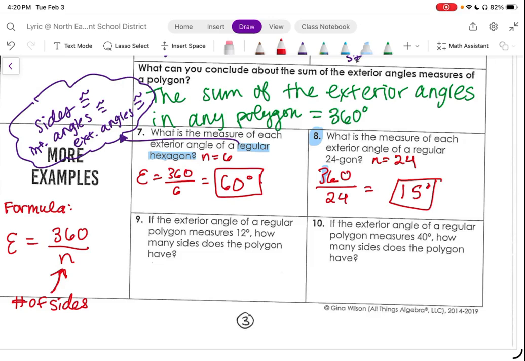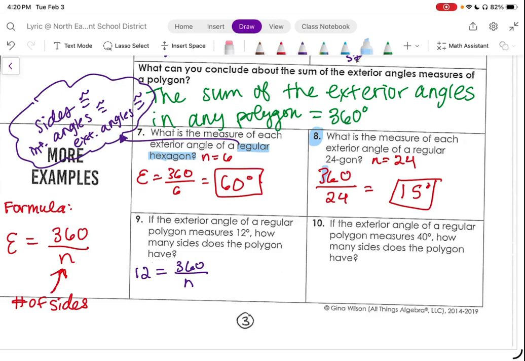If the exterior angle of a regular polygon measures 12, how many sides does the polygon have? So this time we're using the same formula, but we're using it backwards. So we're actually going to look for the number of sides. We're looking for n, and they're giving us the E, the exterior angle. So plugging into our formula, we could say 12 equals 360 over n.